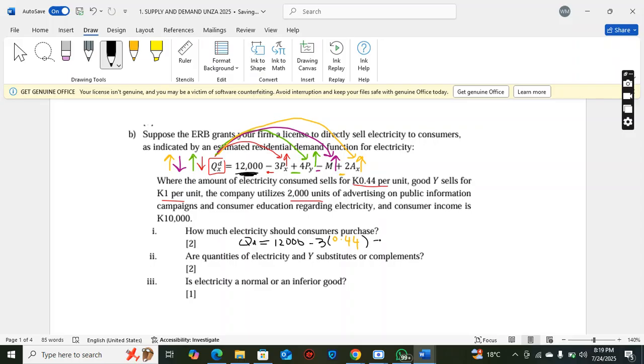Then plus 4py, we substitute it with 1, minus m, where income is 10,000, so substitute m with 10,000, plus 2a. So a we're going to substitute with 2,000.